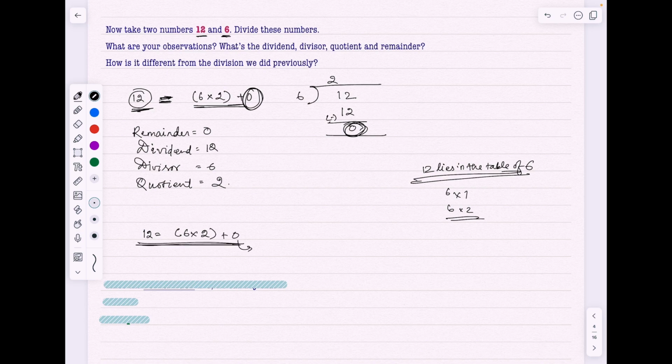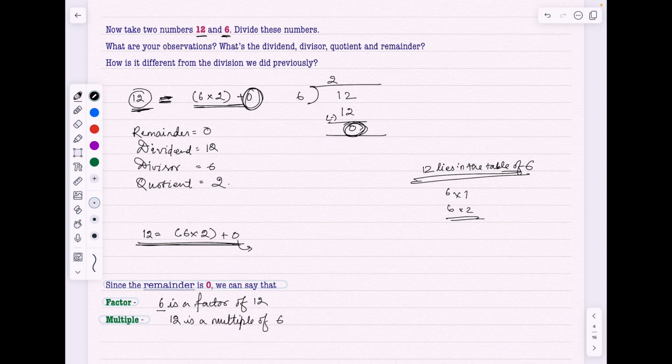When the remainder becomes 0, we can say two things about the dividend and the divisor. There is a relation between dividend and divisor. What is that relation? Since the remainder is 0, the first thing is factor. We can say that 6 is a factor of 12. Let me write it first. One is factor: 6 is a factor of 12. Second is multiple: 12 is a multiple of 6.